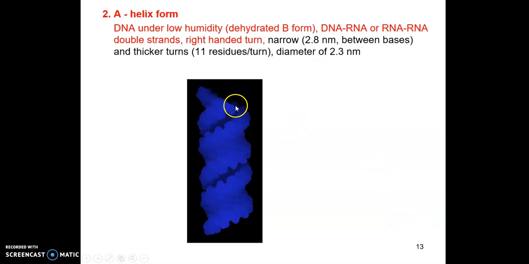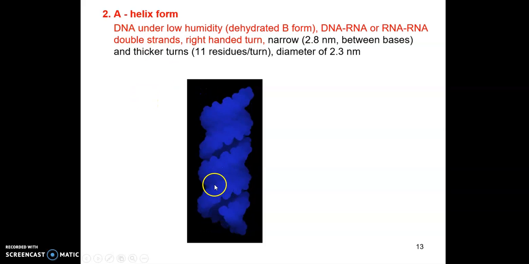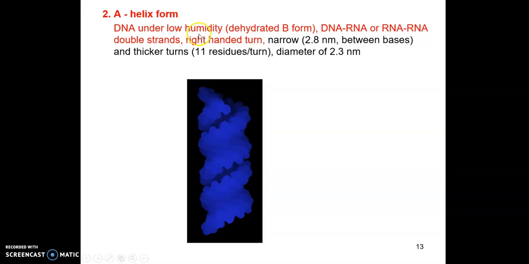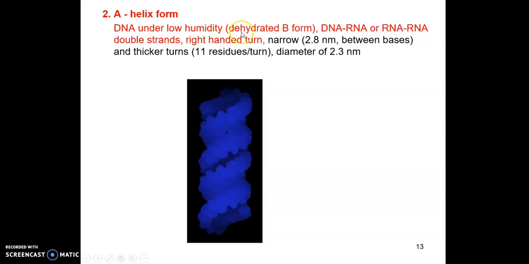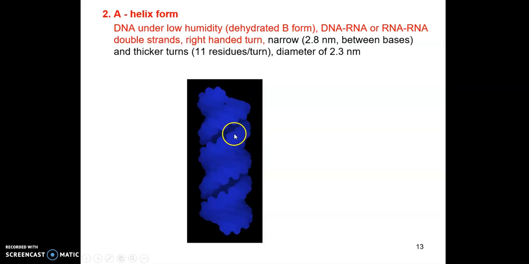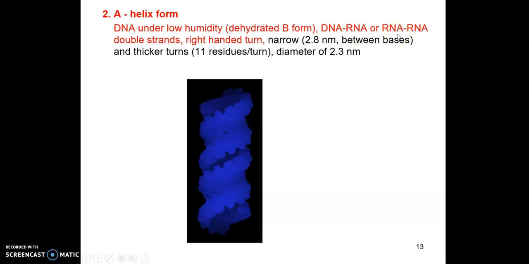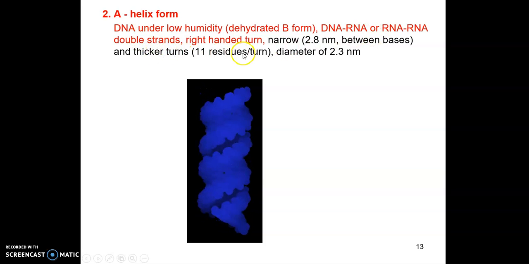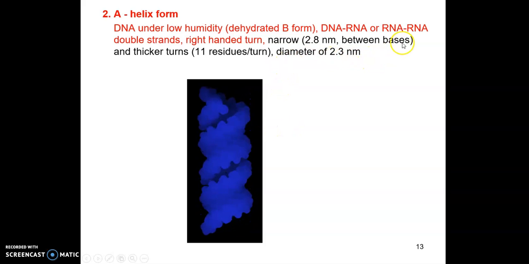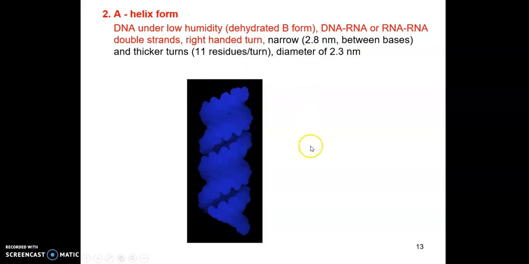However, there are alternative forms, which are called A form. So A form is really different. You cannot see the major and minor groove anymore, right? So this is an alternative form. It's found under low humidity conditions. If water is not there, if the water is all removed, then your DNA will adapt into this form. And this is also found in hybrids between DNA and RNA double strand, or RNA double strand, and those molecules will adapt A form instead of B form. Again, this is a right-handed turn going around. It's narrower between the bases, and thicker. Okay, so this is A form.